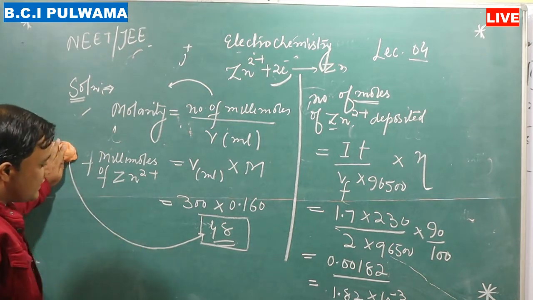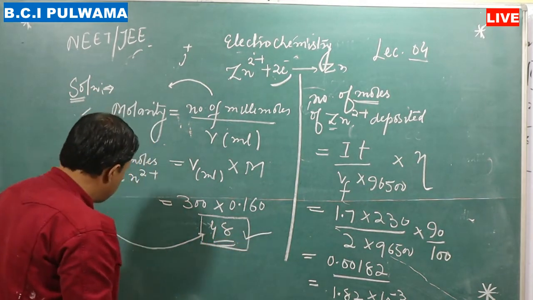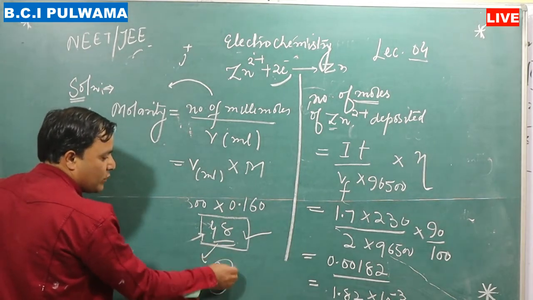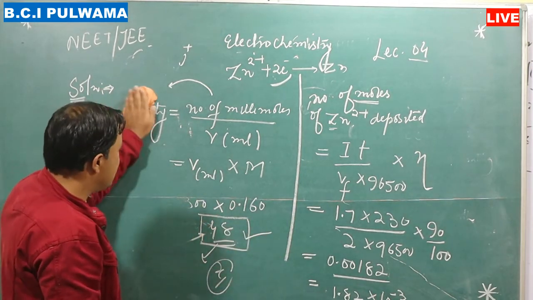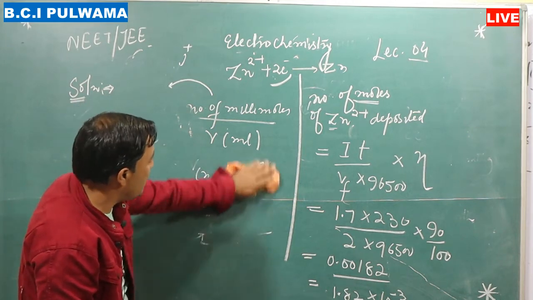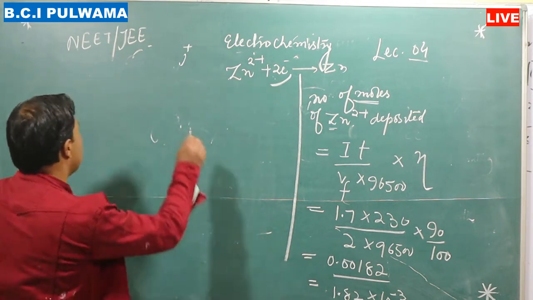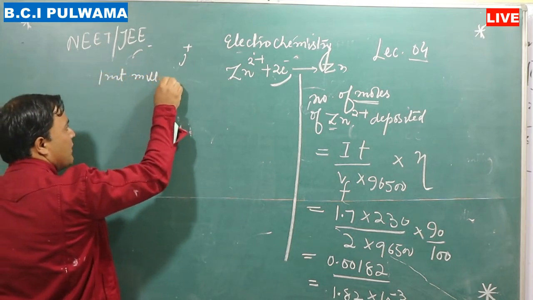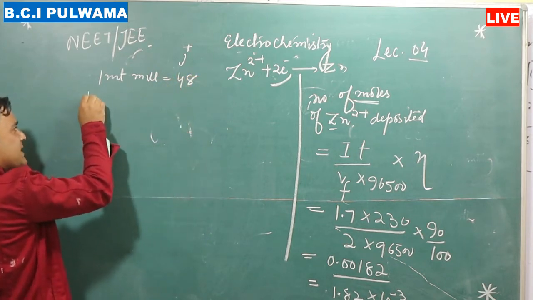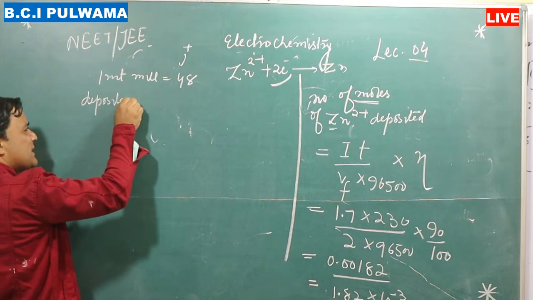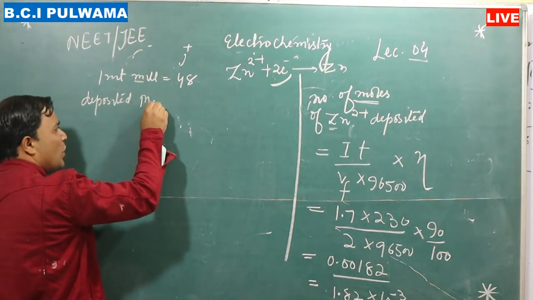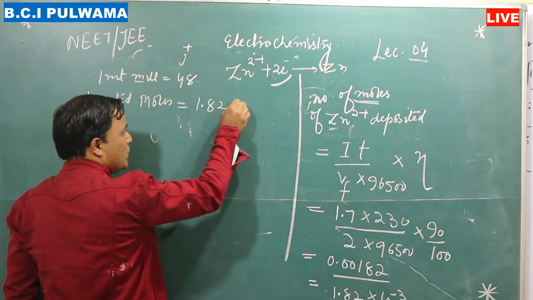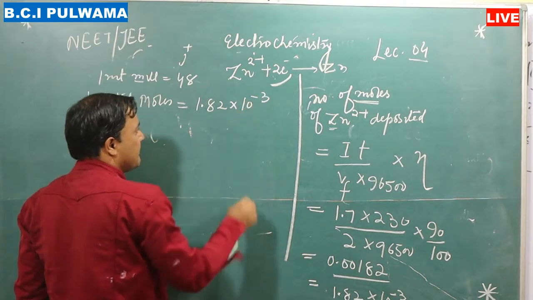48 is the initial number of millimoles. After analysis, the value of x1 equal to the value of x2, the number of moles left will be equal to x1 minus x2. So the initial number of millimoles is 48, minus the deposited moles. The deposited moles of Zn2+ is equal to 1.82 into 10 to the power minus 3.